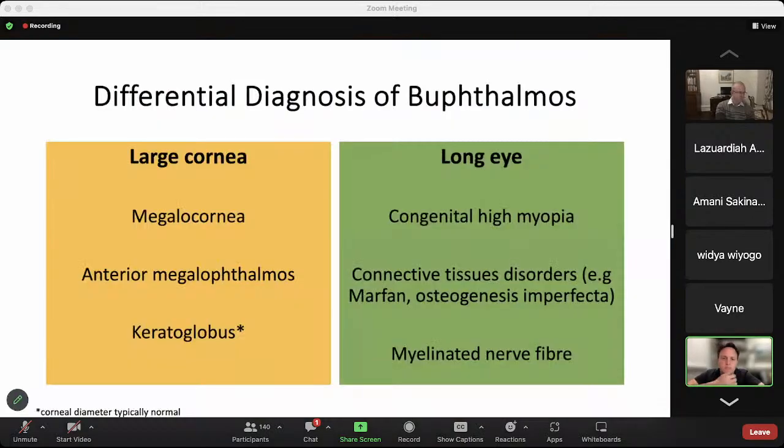What about a child with a large eye? Well, certainly large corneas, the most common finding would be congenital glaucoma, although congenital megalocornea or anterior megaloophthalmos is certainly a condition which you need to consider. And there's certain features that would point you in that direction versus considering glaucoma, as well as considering congenital high myopia in long eyes or any other connective tissue diseases that can be associated with myopia.